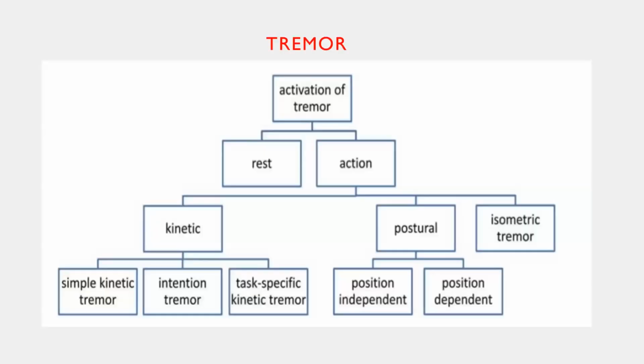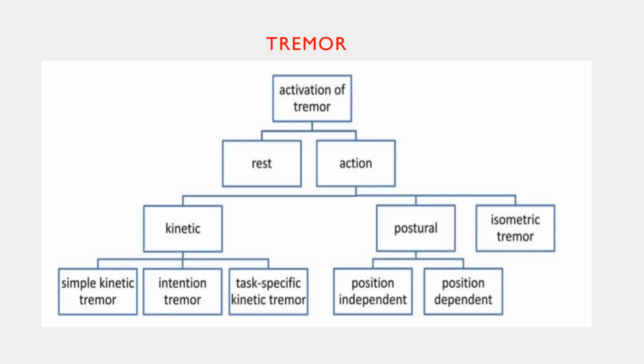First, classify whether the tremor patient has rest tremor or action tremor. Action tremor can be classified into kinetic tremor, postural tremor, and isometric tremor. Isometric tremors occur when you are doing isometric movements, for example while pushing against a wall. Kinetic tremor is again classified as simple kinetic, intention, and task specific. In simple kinetic tremor, as the movement progresses, the patient has tremor throughout the range of movement, as you've seen in essential tremor.